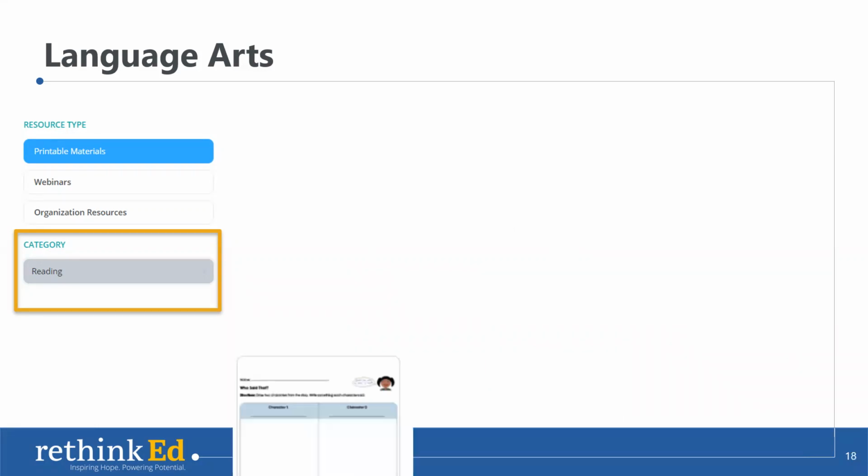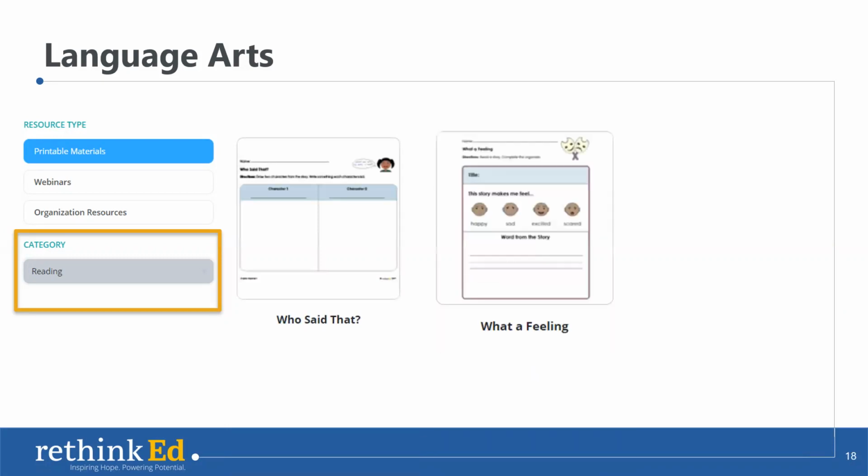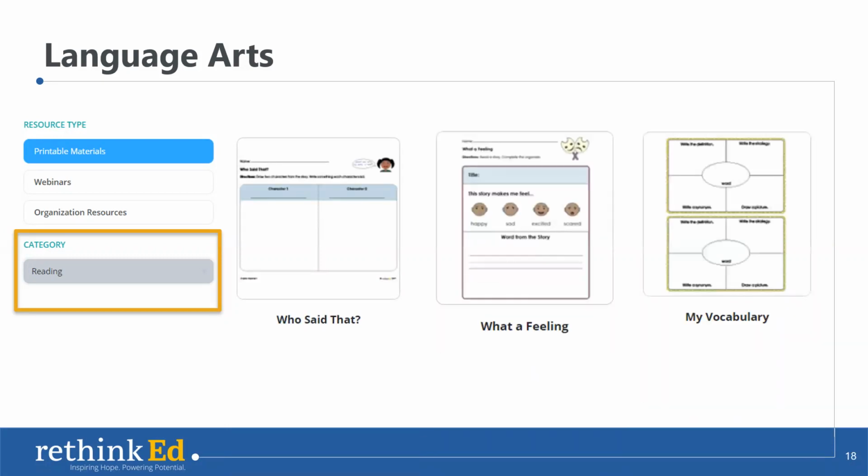You'll also find great concept maps for students who are working on reading comprehension skills. In these examples, Who Said That is asking the reader to identify dialogue between characters. The What a Feeling asks students to identify how the story made them feel and a word from the story. This is a great instructional material for students working on those foundational reading skills.